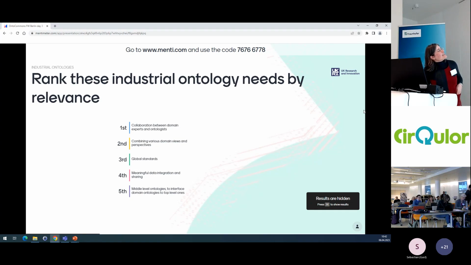So can you please rank these industrial ontology needs by relevance? The first one is collaboration between domain experts and ontologists, combining various domain views and perspectives, the need for global standards, the need for meaningful data integration and sharing, and the need for middle-level ontologies to interface between domain ontologies and top-level ones, because we heard of the difficulty of connecting to these very abstract terms. So this is one of the facets of the roadmap. You saw what Hedi showed, that one of the chapters is industrial ontologies and one of the facets is needs. So this is just an example of the questions to give you an idea.